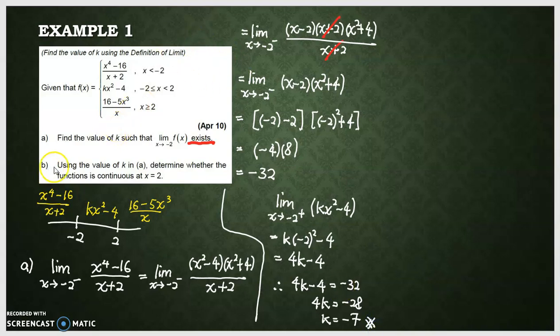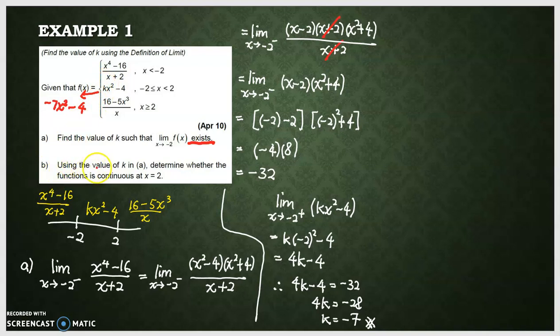Go to question B. Using the value of k in A, where our k is negative 7, this function now will become negative 7x squared minus 4, because our value of k is negative 7. Now we continue with the next question.